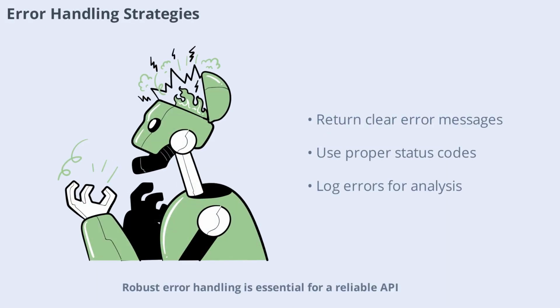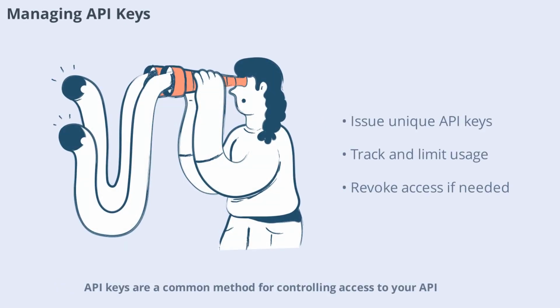Robust error handling is essential for a reliable API. Your API should return clear error messages and appropriate status codes when something goes wrong. This helps users understand what happened and how to fix it. Implementing structured error responses and logging errors for later analysis are best practices that improve the overall quality of your data science solution.